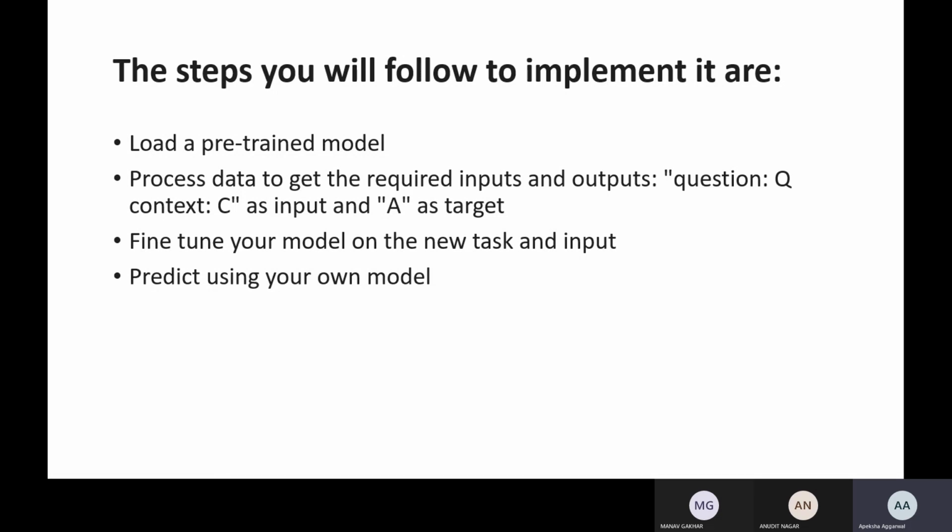Any doubts up till now, anything that was not clear? No doubts? Okay, can anyone of you tell me what is the disadvantage of question answering? A disadvantage of this model?